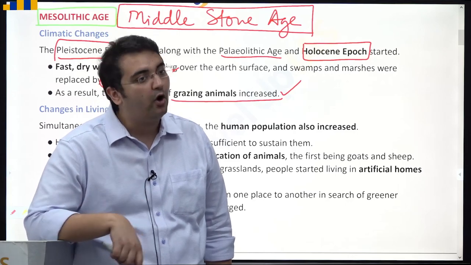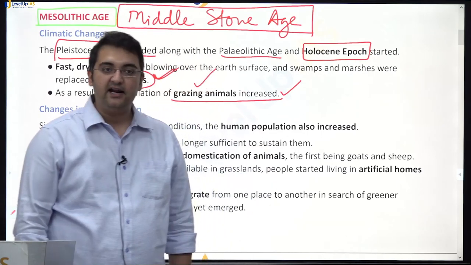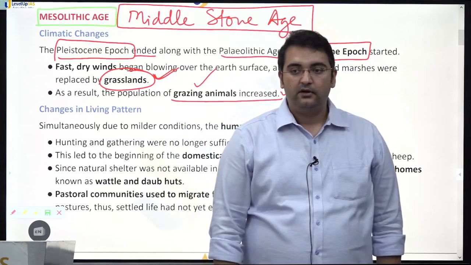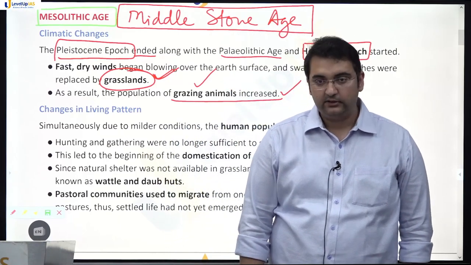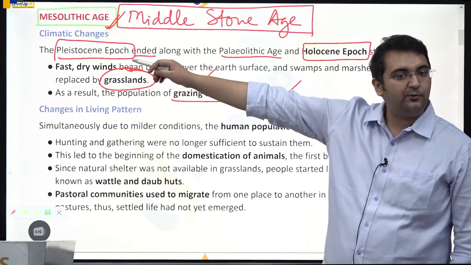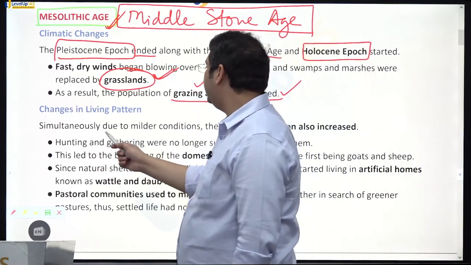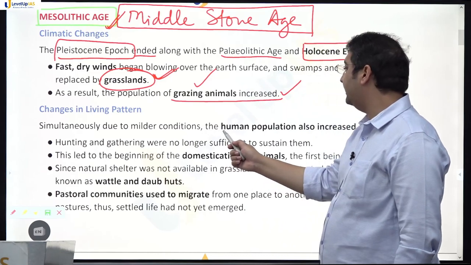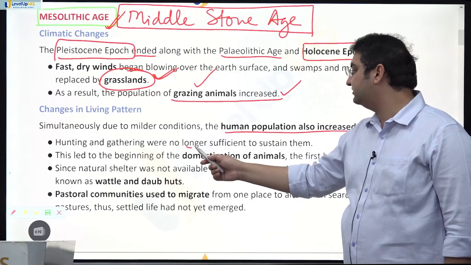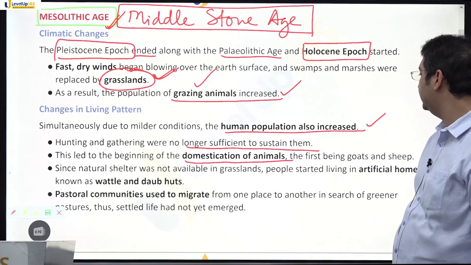But there is also an opportunity. What is that? The increased population of grazing animals. So, which new economic activity is going to begin now? Domestication of animals. So, what should you always associate with the Mesolithic period? Animal domestication, animal husbandry. Simultaneously, due to milder conditions, human population also increased. Hunting and gathering were no longer sufficient to sustain them. This led to the domestication of animals.